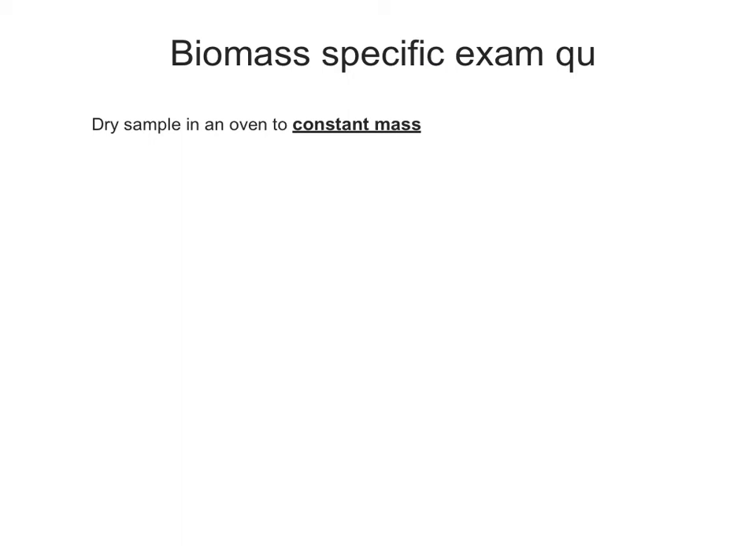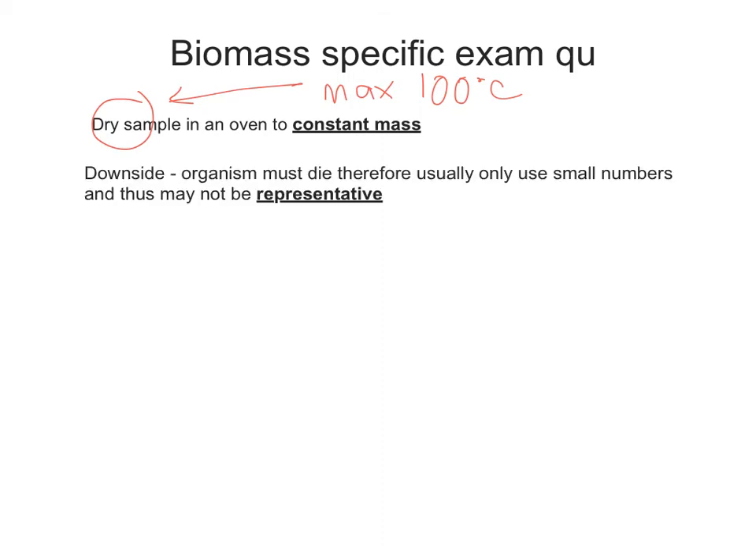Also at that time, it's important not to have the temperature too high, because that will ensure that you're not causing any chemical reactions to happen. You're literally evaporating away the water. But it's also important to note the big downside of this: if you're going to dry something in an oven, then clearly the organism won't be alive at the end of it. So for that reason, we generally only do it on quite small numbers, and therefore there's the risk that it's not actually going to be representative.